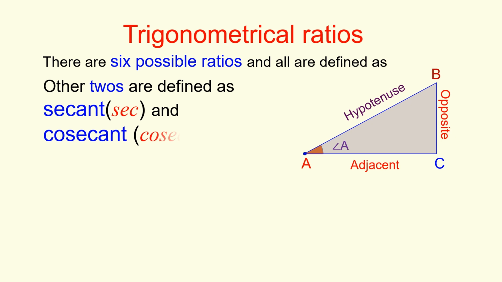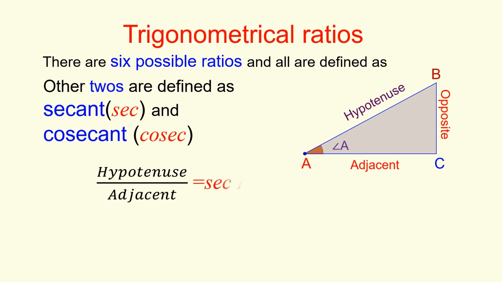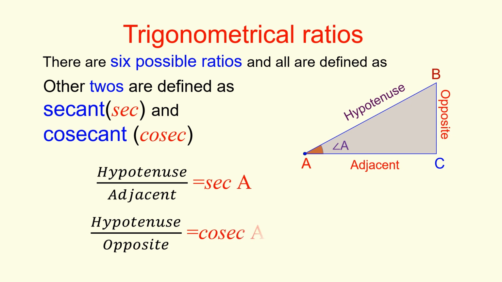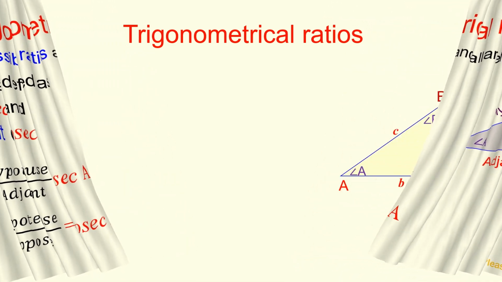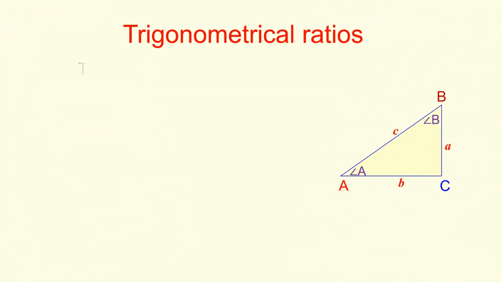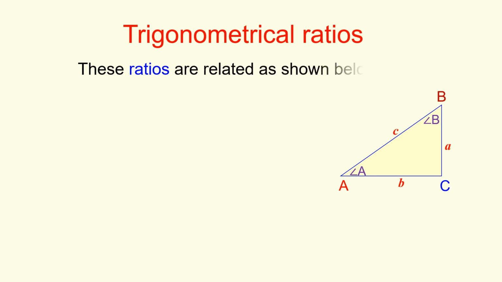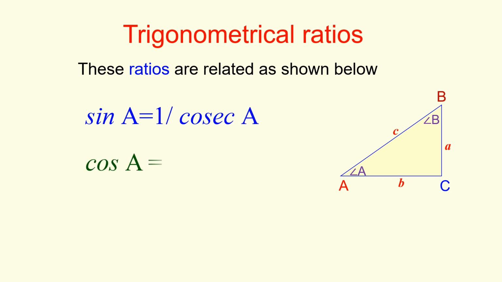The other two are defined as secant, sec, and cosecant, cosec. Hypotenuse divided by adjacent equals sec A. Hypotenuse divided by opposite equals cosec A. Their ratios are related as sine A equals 1 by cosec A, cos A equals 1 by sec A, tan A equals 1 by cot A.